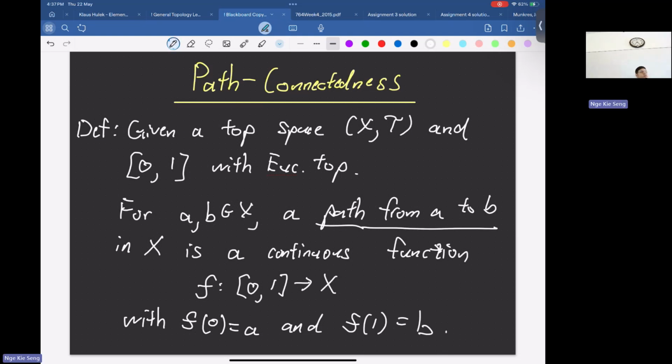So a path is a continuous function. When you walk in the classroom, what's the continuous function here? From time to space. So you are a function. You are a continuous function, because when time moves, you create a path. But continuous function says what? For an open set in X, the pre-image must be open.